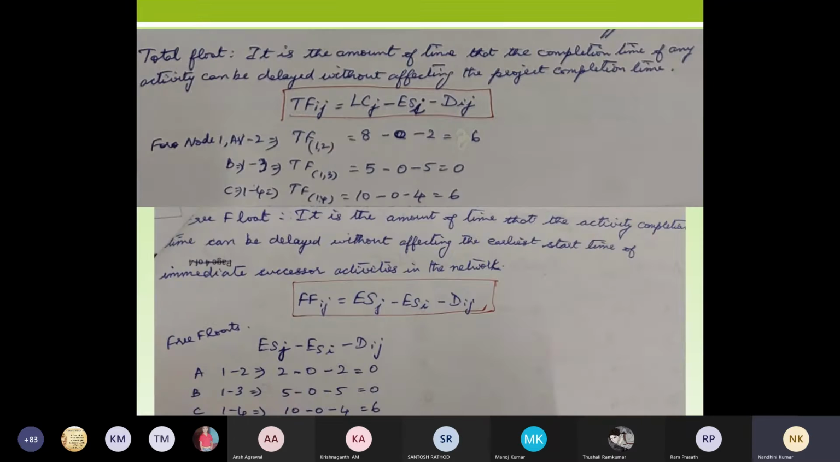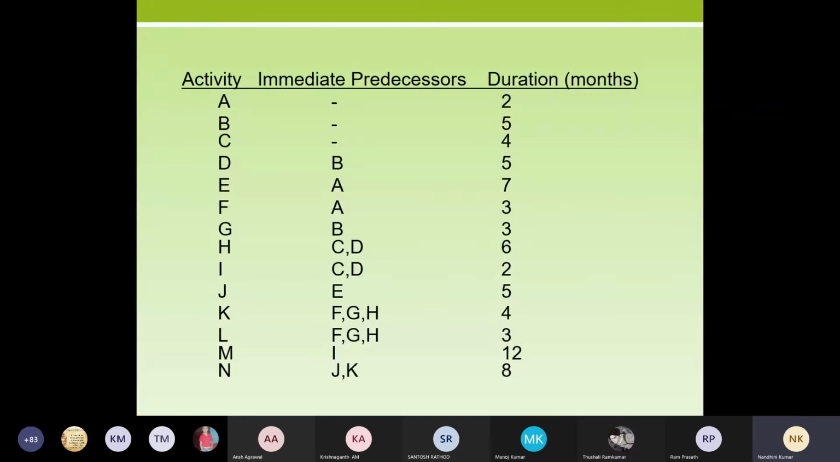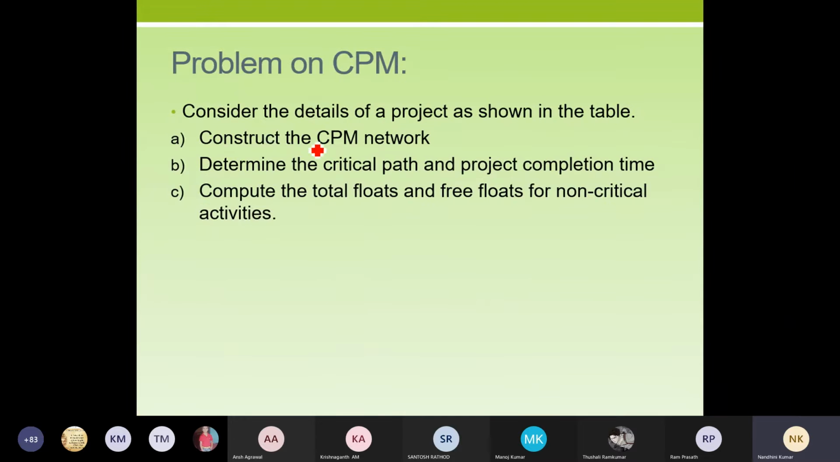When they ask you in the question just to calculate the total float and free float, you calculate it. They've asked you to construct the CPM network, which you have done, and determine the critical path and project completion time. After calculating everything by checking your boxes, that is your LC and your ES, when both are the same, that path becomes your critical path. You calculate the project completion time for that path alone, and you compute the total floats and free floats.